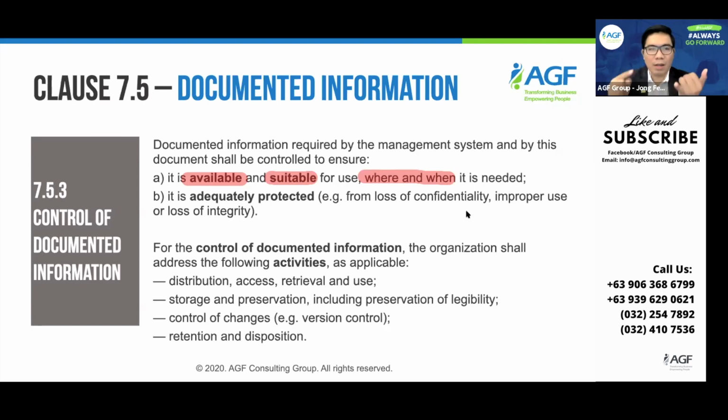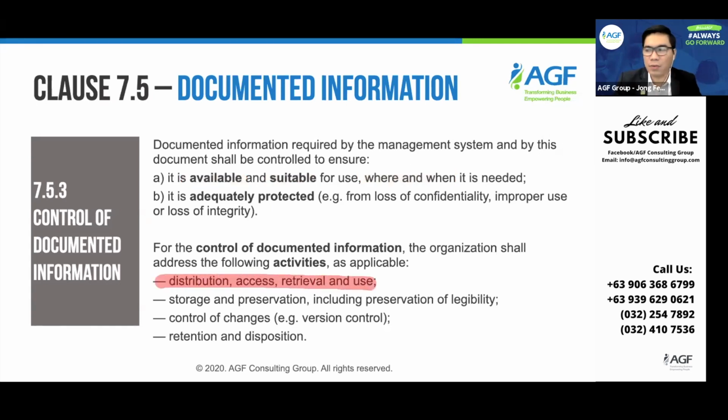This is where a master copy would come in. You stamp it with a red master copy stamp, and then probably all the distributed copies would be stamped with a blue print that says controlled copy. And if it's a controlled copy, you need to retrieve that whenever there are revisions or changes in the master copy. Are you following this? All right. So that's what we mean by distribution, access, retrieval, and use.